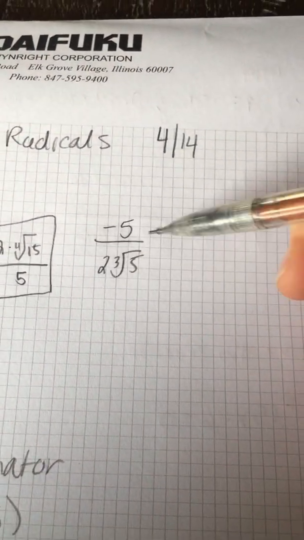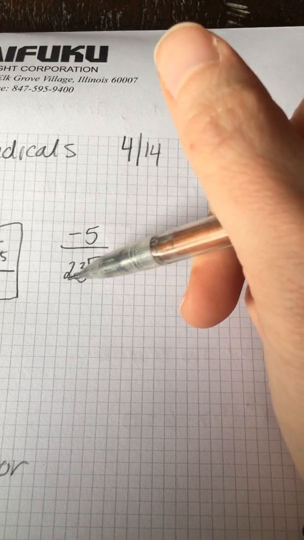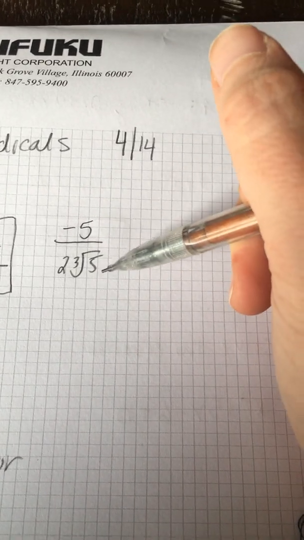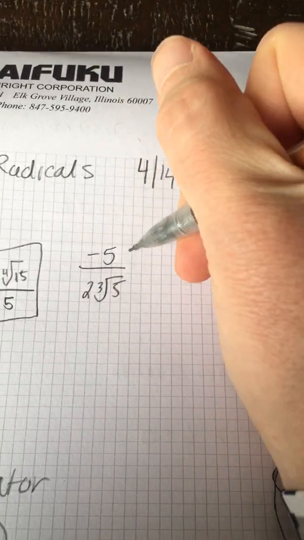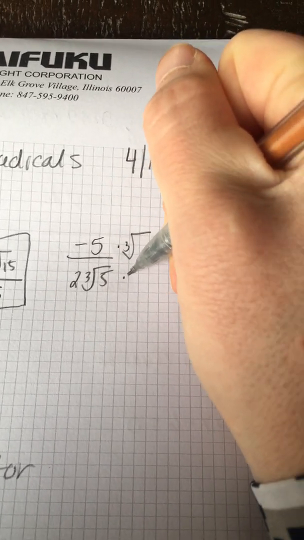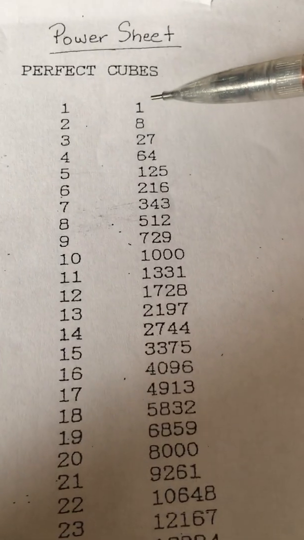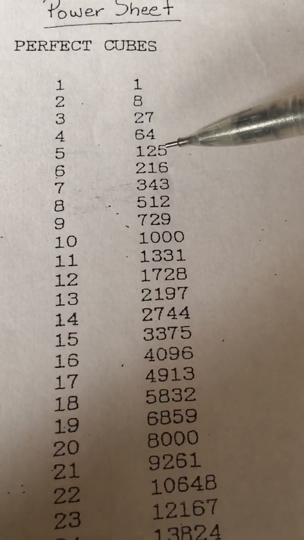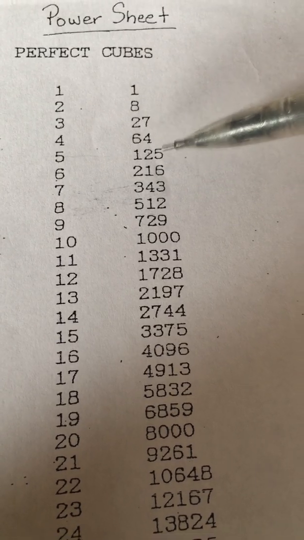I only have a cube root in the bottom. I have a number on the outside that I'm going to ignore and a number in the numerator that I'm going to ignore. My goal is to rationalize to get rid of that cube root in the bottom. So I have to make that perfect. Well, with a 5, looking at how am I going to get to one of these numbers, and I'm going to assume it's probably going to be 125.